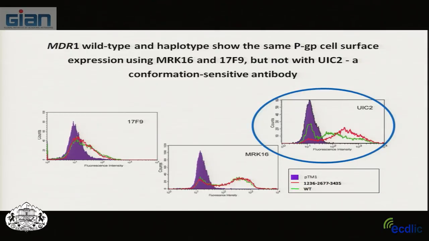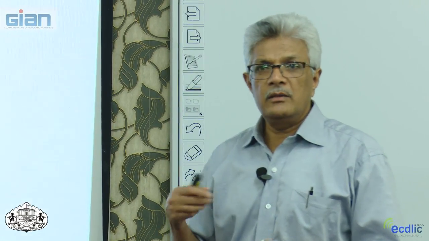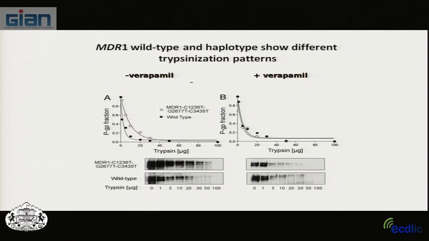The other biochemical method we use for looking at the change in conformation is to look at the trypsin sensitivity of the protein. You isolate the membranes and then subject them to different concentrations of trypsin for cleavage, and then look at the remaining amount of full-length protein. Trypsin cleaves at the end of arginine or lysine amino acids, so most of the cleavages are in either extracellular loops or intracellular loops, because the transmembrane region does not have lysine or arginine in the P-glycoprotein sequence. Here we are looking only at the concentration of trypsin required for the degradation of P-glycoprotein of wild type or haplotype. And as you can see clearly, there is a difference.